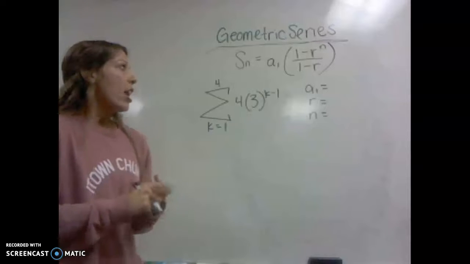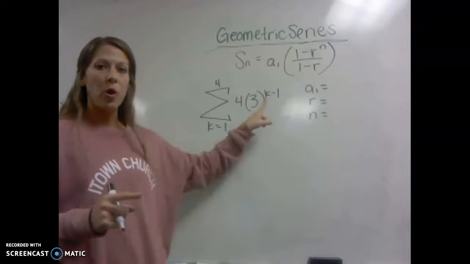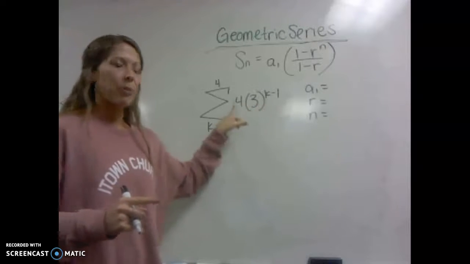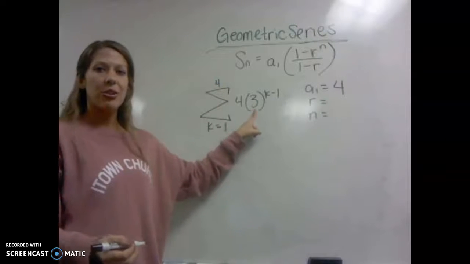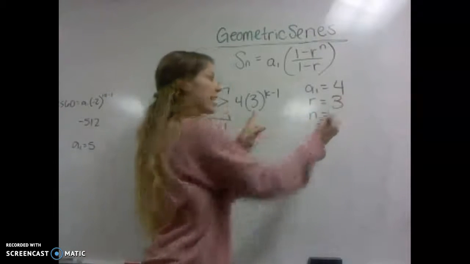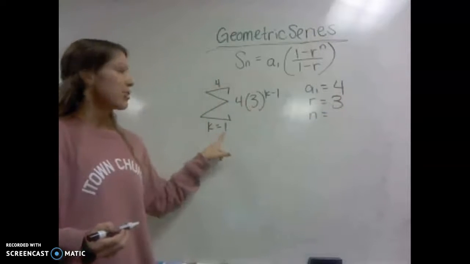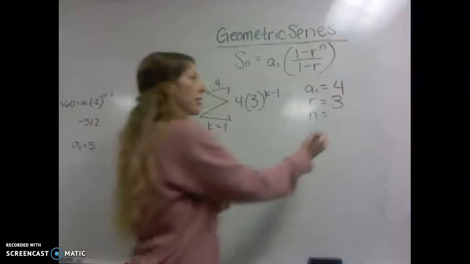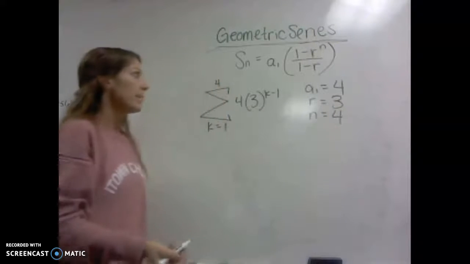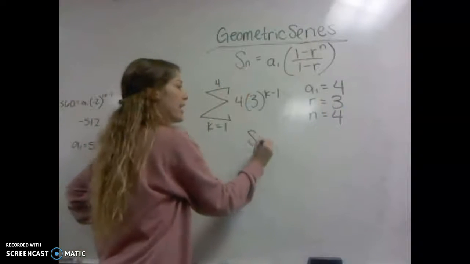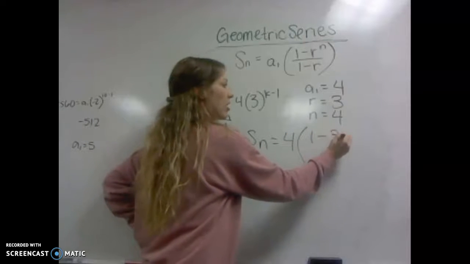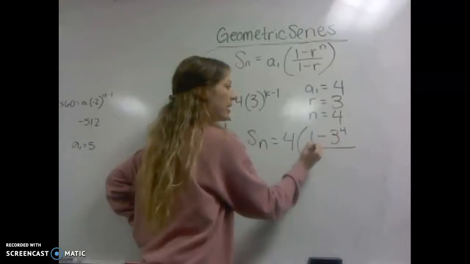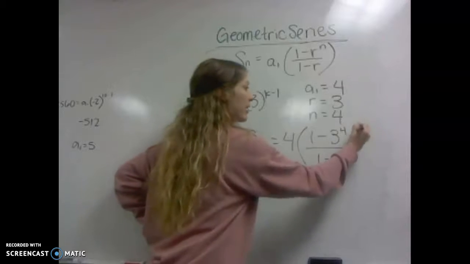terms there are. Our first term, if we plug in a 1 for k, we end up with 4. Our common ratio is 3. It's whatever has the exponent. And the number of terms, we're going from 1 to 4, so there are 4 terms. All right, we plug all of that in. So our first term is 4. 1 minus r to the nth power, and 1 minus r.